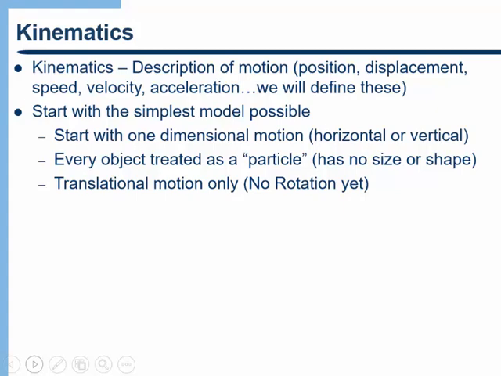We're also going to be starting with the simplest possible model. So one-dimensional motion, either horizontal or vertical. Objects don't have any size or shape. We treat them as basically points or particles. And we only allow for translational motion. So no rotation, just side to side or up and down motion.